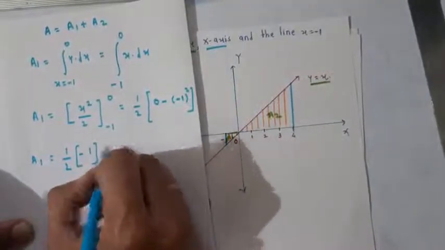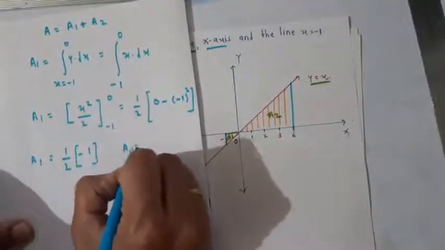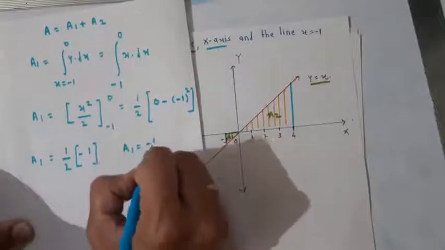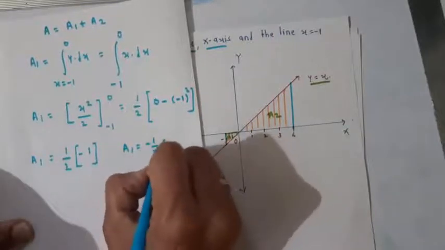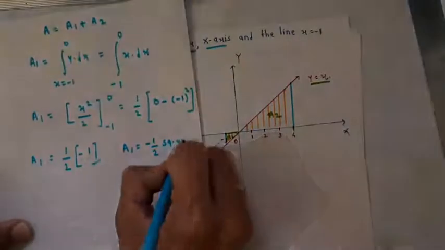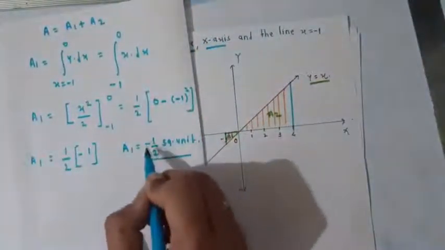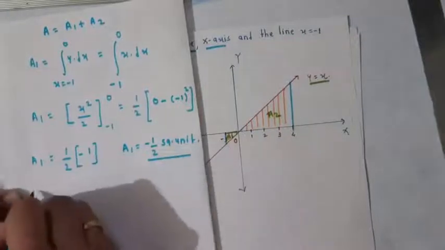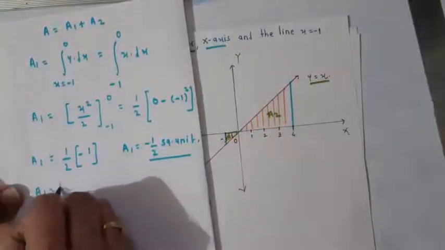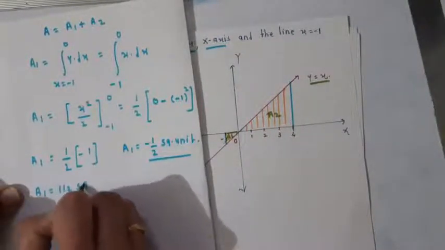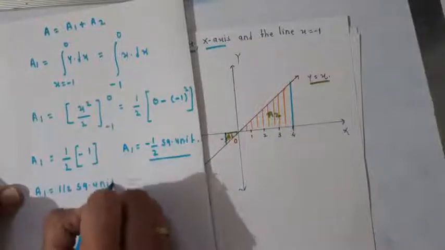And hence area A1 equals minus 1 by 2 square units. But area is always positive, that's why we don't consider the negative sign. Hence A1 equals 1 by 2 square units.